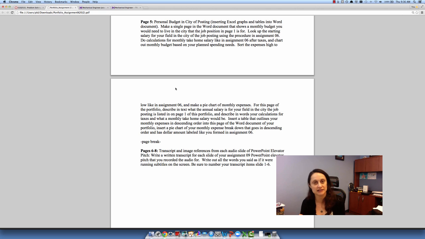So go back to assignment 6 if you need to look at it, of where the links are to look that information up. So you need to look at the starting salary for someone coming just out of a job in that city that you're going to be located in for your career field and know what that starting salary is. Go through, you might have to do the calculations in Excel of taking the taxes out, of dividing by 12, making it a monthly budget of what you have to work with. So you want to make a single page in this Word document that shows the monthly budget you would need to live in the city that the job posting is in.